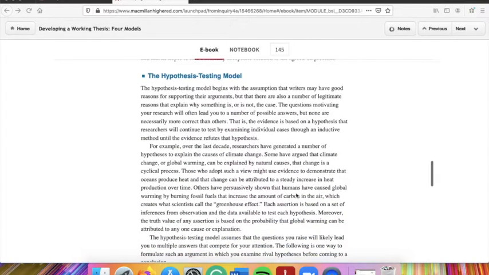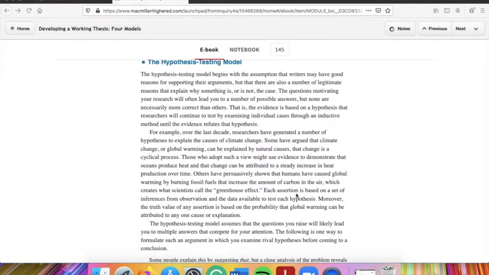The hypothesis testing method begins with the idea that you have good reasons for supporting your arguments, but there are also a number of legitimate reasons to explain why something is or is not the case.